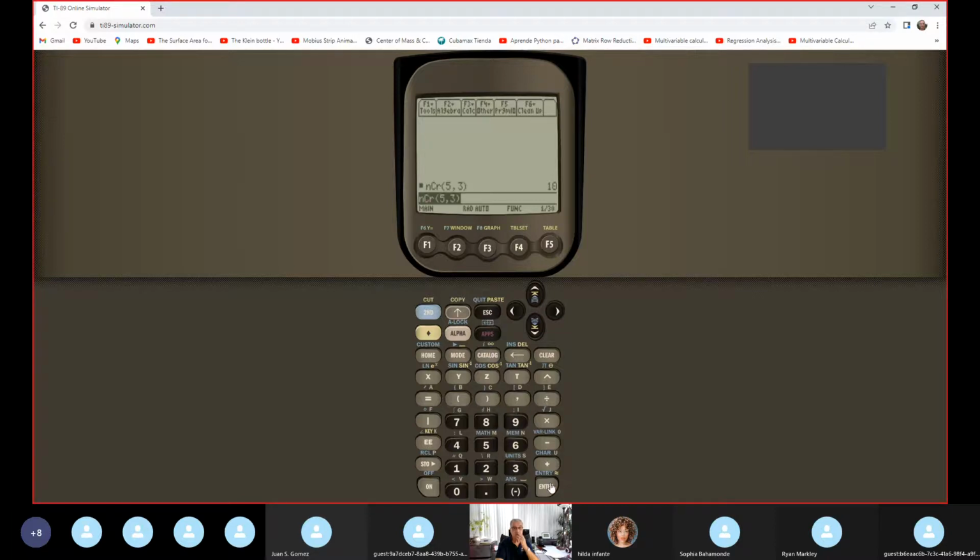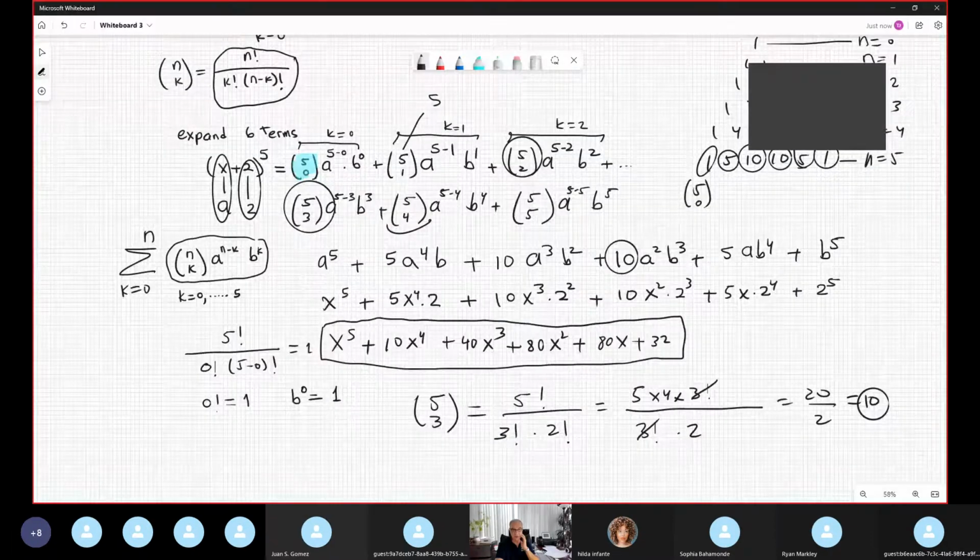When you press enter, bam, 10. You see, it's easy. Combinatory number. And the majority of calculators have that. Cool. Excellent. Let's see another example.